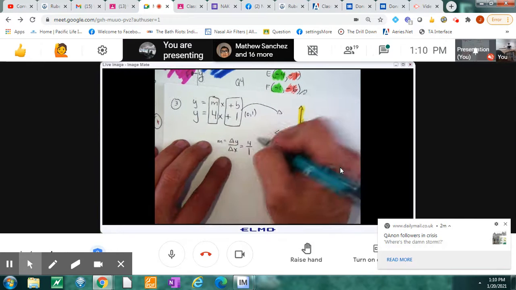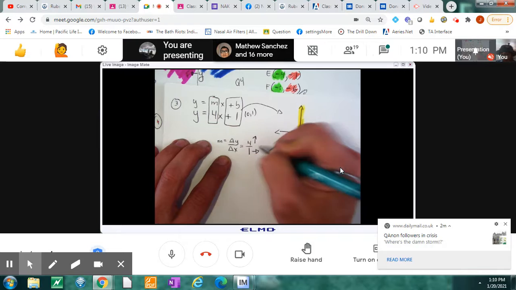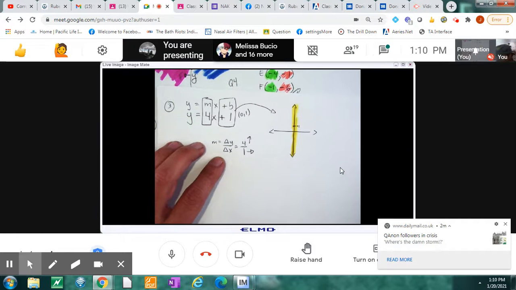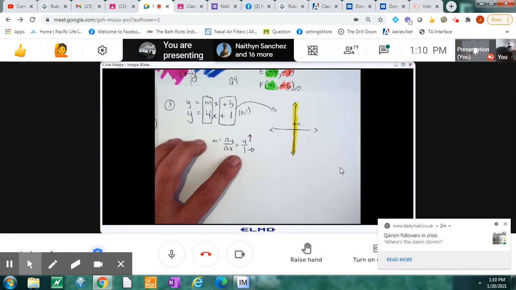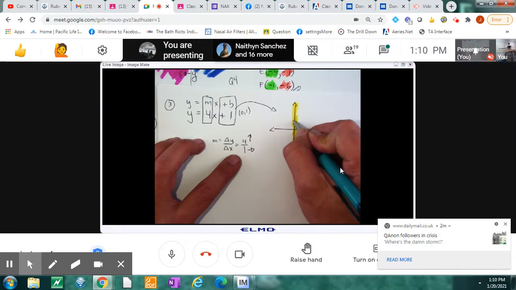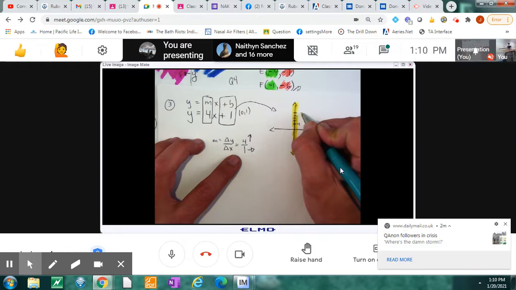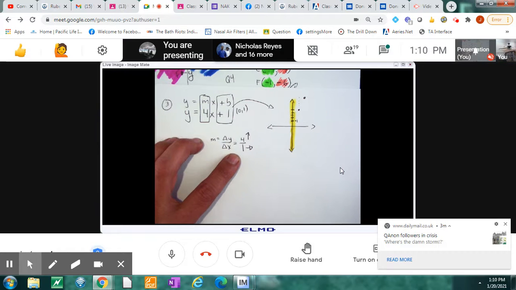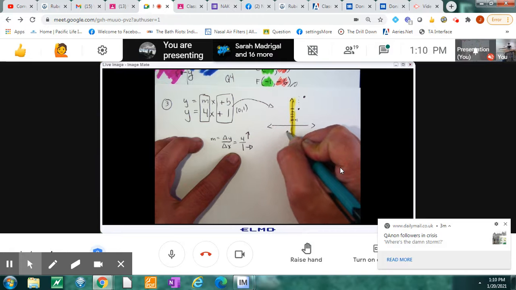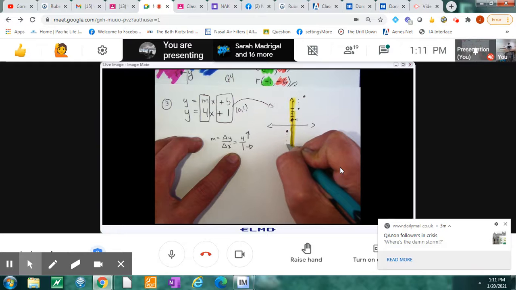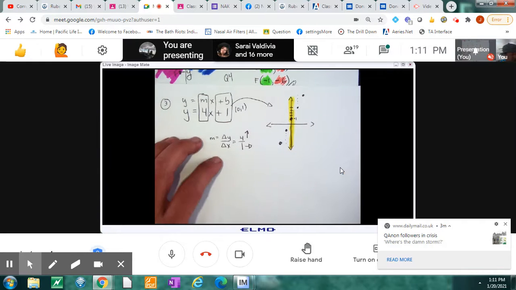So what are we going to do? Go up and to the right. You ready? 4 up and 1 to the right. Here we go. 1, 2, 3, 4, and 1. 1, 2, 3, 4, and 1. Now we're going to go backwards. 1, 2, 3, 4, and 1. And that's it. See, it's a straight line.